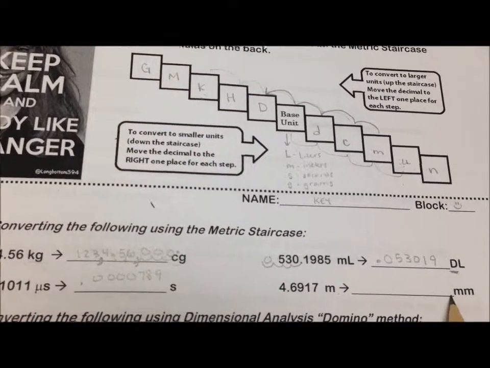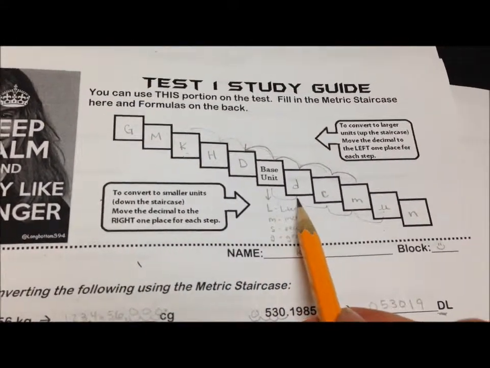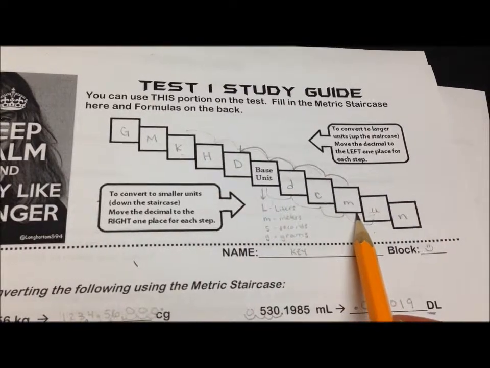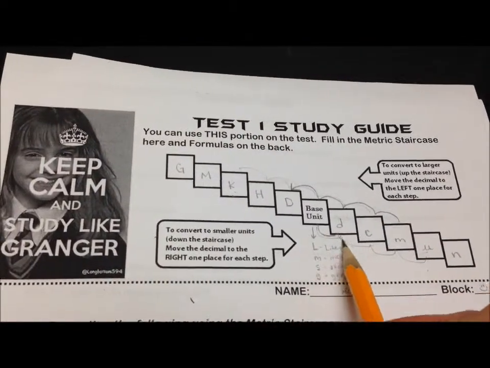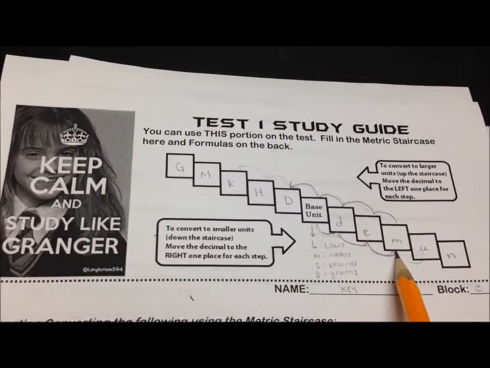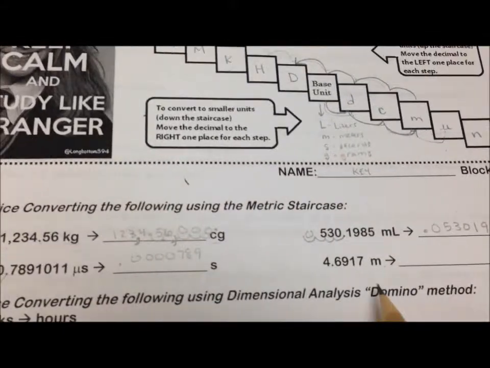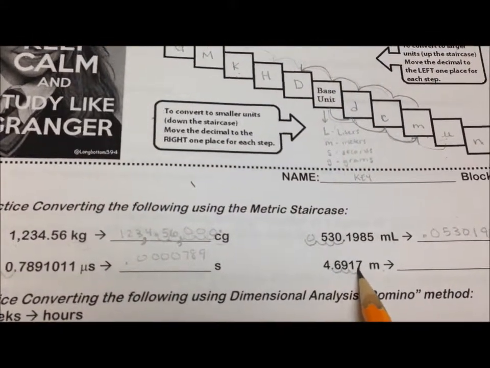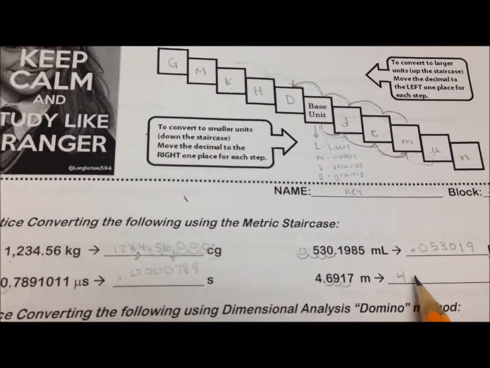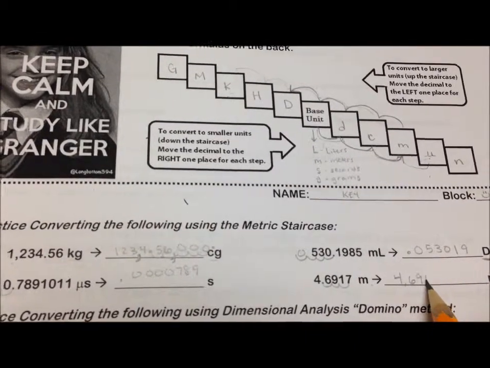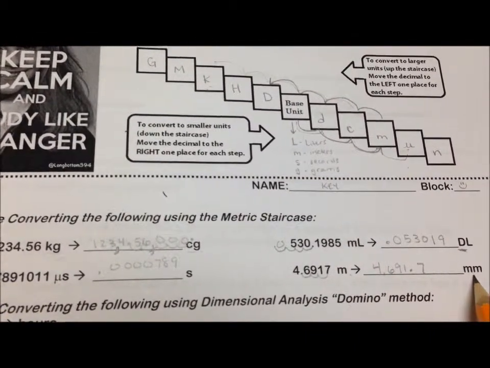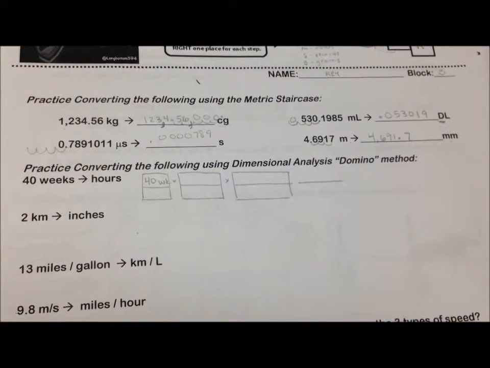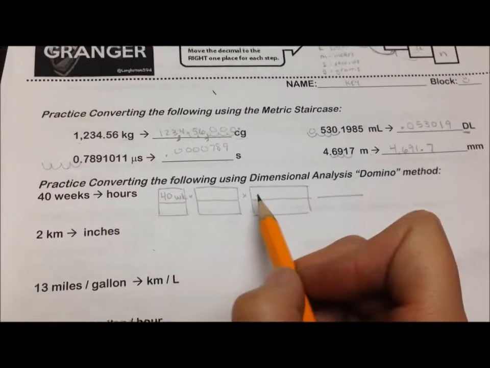Next one, from meters to millimeters, we start here at our base unit, and we're going to go just 3 steps. 1, 2, 3 steps. So the decimal place is going to move to the right 3 steps. So I'm going to go 1, 2, 3. 4,691.7 millimeters.